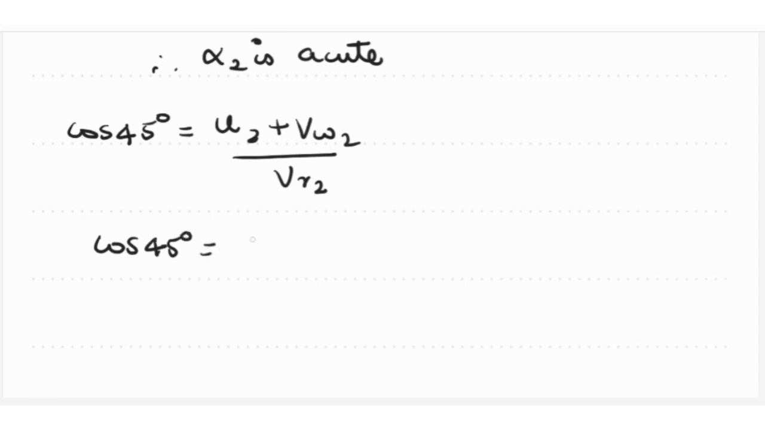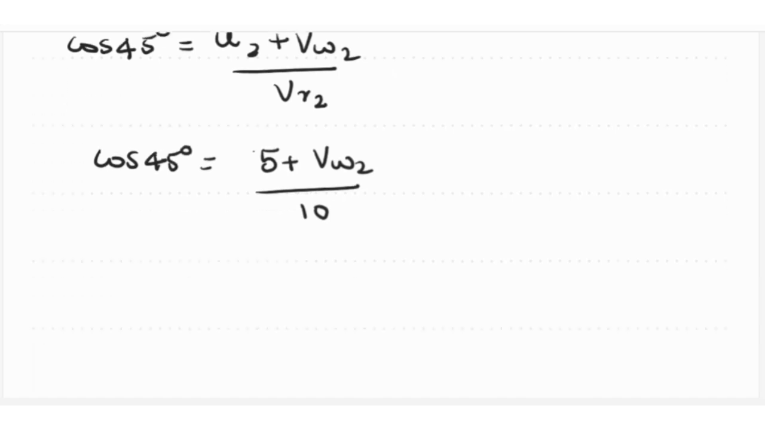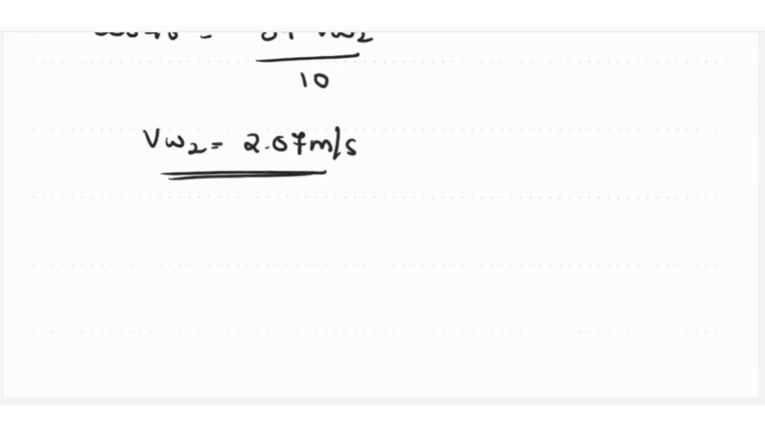So if you substitute here, cos 45 is equal to U2 value is 5 plus VW2 we should calculate here divided by VR2, so that is equal to 10. So if you substitute and calculate, we will get VW2 is equal to 2.07 meter per second. So now we can calculate the value of Fx and work power and efficiency easily by knowing VW1 and VW2.